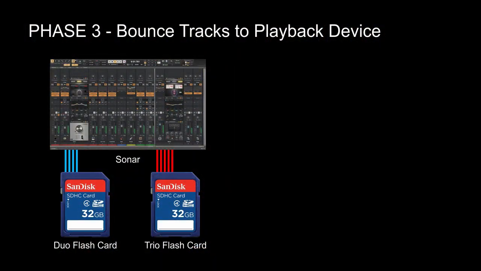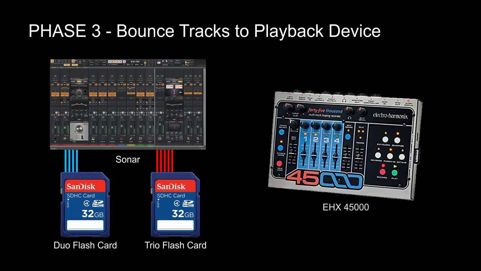Now it's time to bounce the tracks down to what I would call stems and store them on the external media. The Duo flash card is what I use for performing these songs with only vocals and guitar. Four stems are created for every song. The Trio flash card is for use when performing with live vocals, guitar, and drums, and I create five stems for this. The flash cards themselves are used in an Electro-Harmonix 45000 looper, which is a lot more like a portable DAW than the phrase loopers you might be familiar with if you're a guitar player.